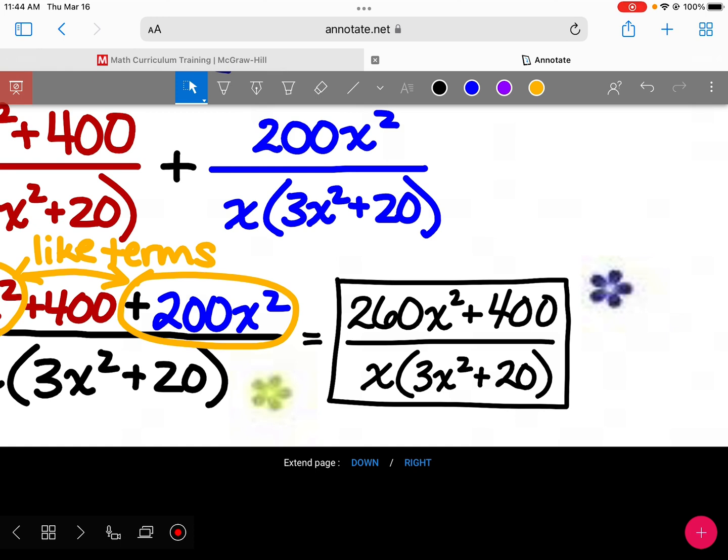The 3x squared plus 20 because it's being multiplied to the x. I could put that inside parentheses too if I wanted to. It either has to be written with parentheses around the factor or I have to distribute it. But I can't just have x 3x squared plus 20 because that x is being multiplied to the other piece.